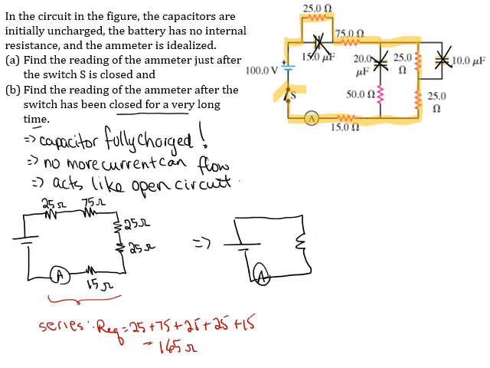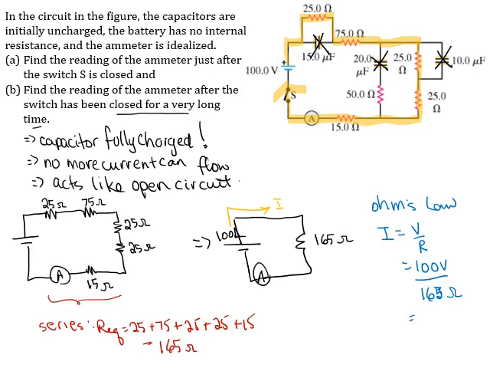I almost forgot it again, and then we have current coming out of our battery. We're going to try and find our current. We'll just use Ohm's law. Ohm's law says V equals IR, so the current is equal to the potential divided by the resistance. 100 volts over 165 ohms to get 0.606 amps. So the current drops after the switch has been closed for a really long time.